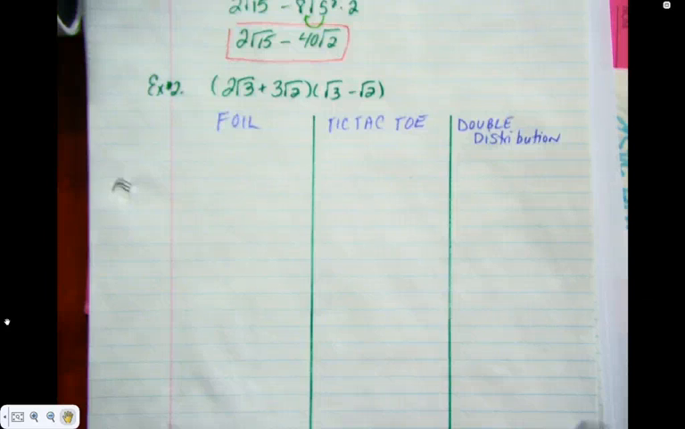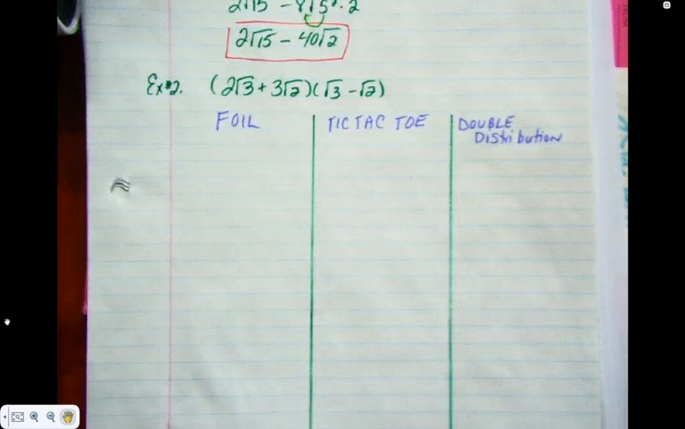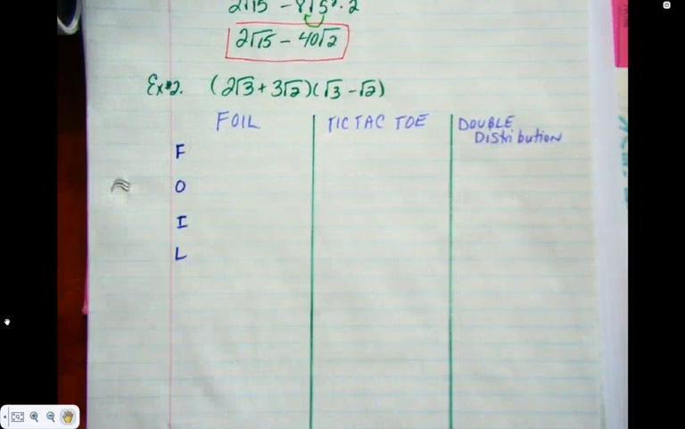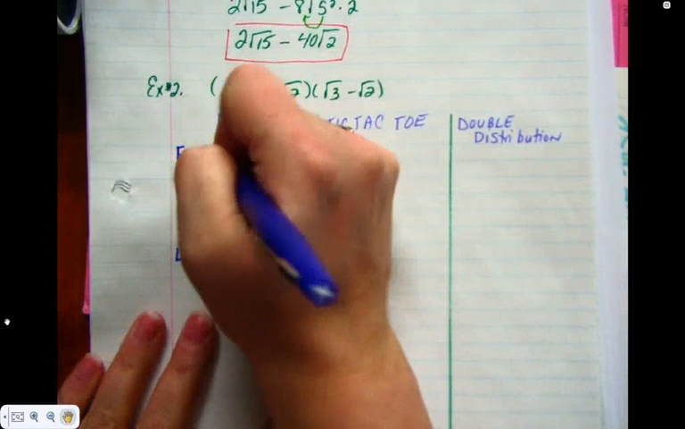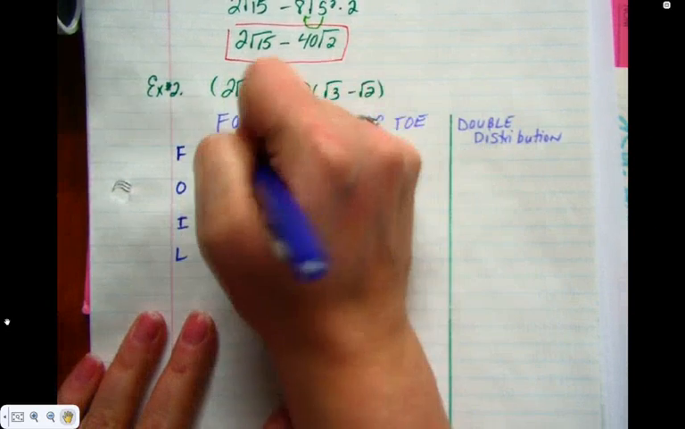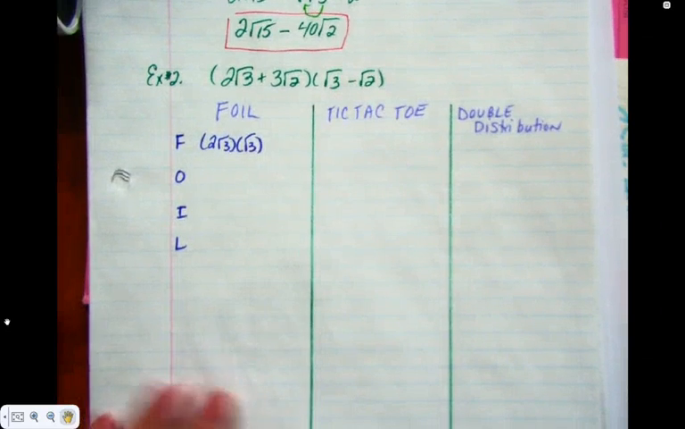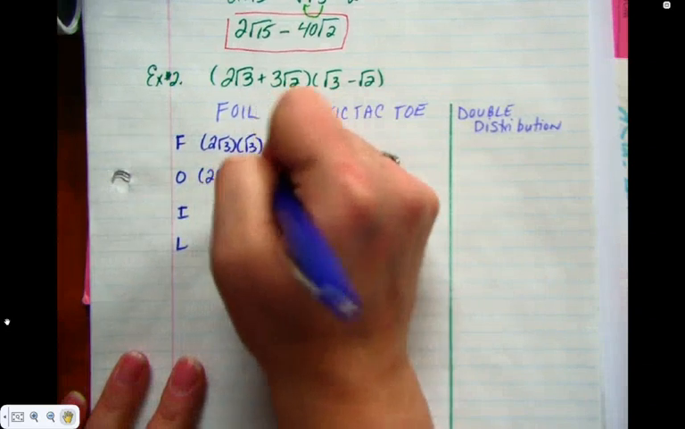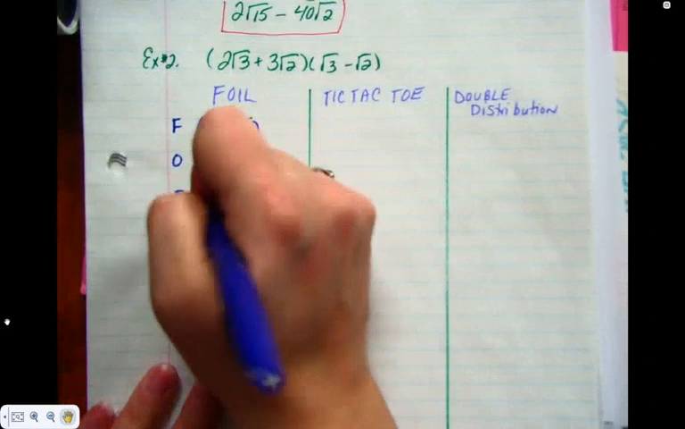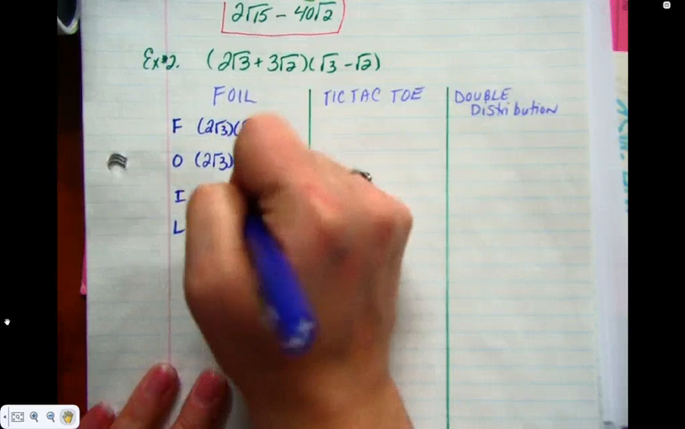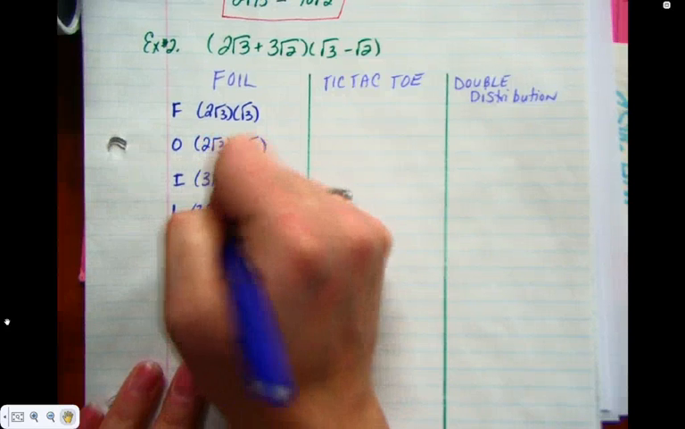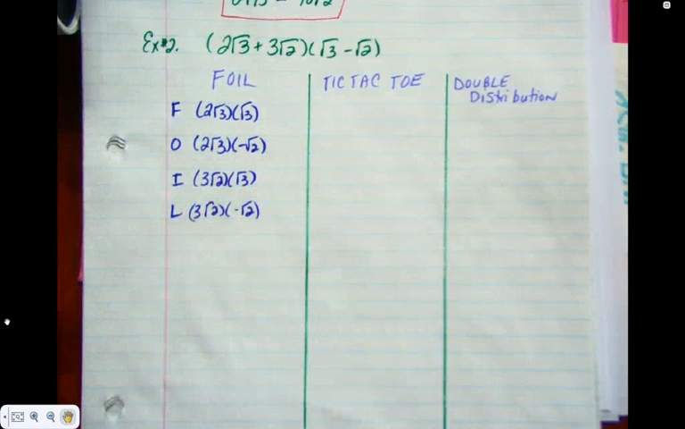I'm going to do FOIL the long way, which you probably didn't do last year, and that's fine, but just so everyone can see what's happening. So I'm going to put down the letters F-O-I-L. The 2 first terms will be 2 root 3 times root 3. The outside will be 2 root 3 times negative root 2. The inside terms is 3 root 2 times root 3. And the last term is 3 root 2 times negative root 2.